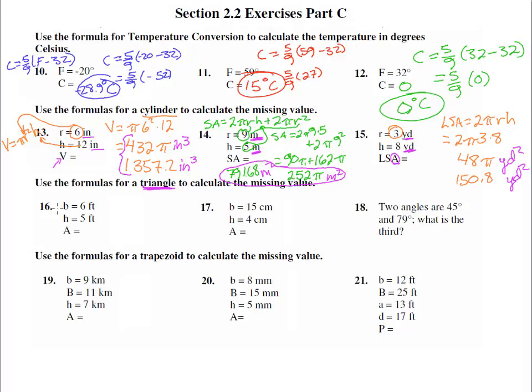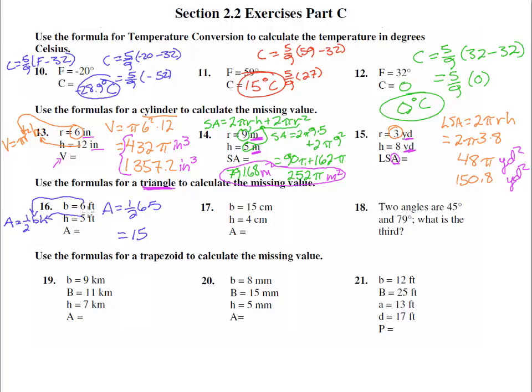Next one, we've got a triangle to calculate this next time. So let's look at the formula. What was the formula for A in a triangle? Well, area is 1/2 base times height. And we have B is 6 and H is 5. So let's stick those in, and we get area equals 1/2 base times height. So 1/2 times 6 is 3 times 5 is 15.